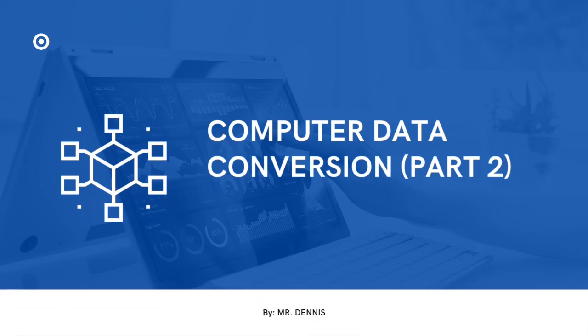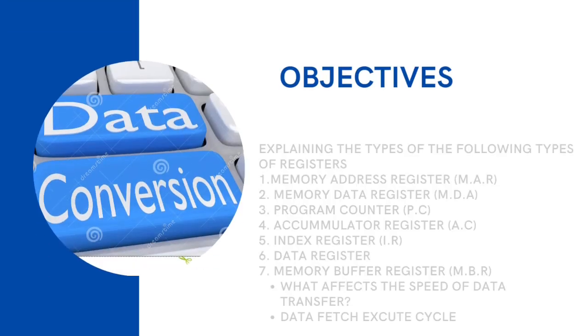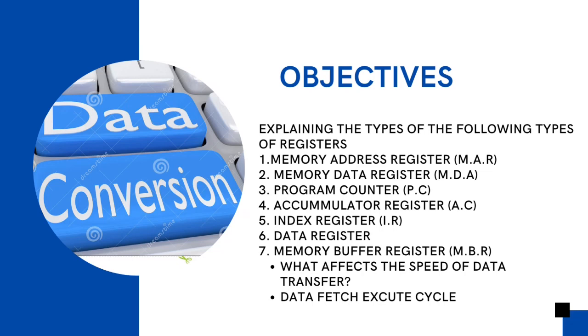Good day, students. Today we'll be concluding on the topic computer data conversion, the part 2 of it. If you can recall, in the last class we talked about the definition of computer data conversion. We talked about registers, we talked about computer bus, and we talked about addresses. In this class, we'll now be emphasizing more on the types of these registers.